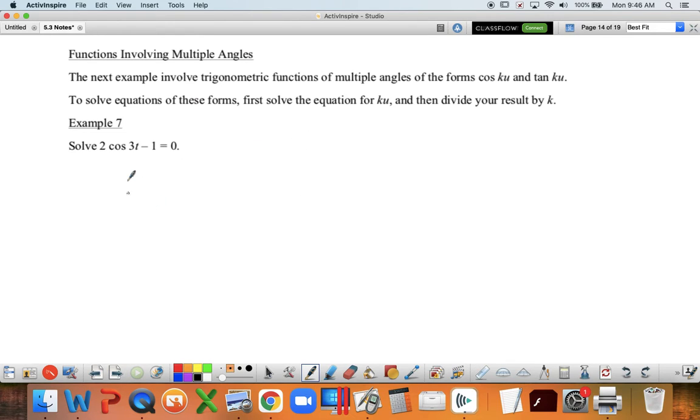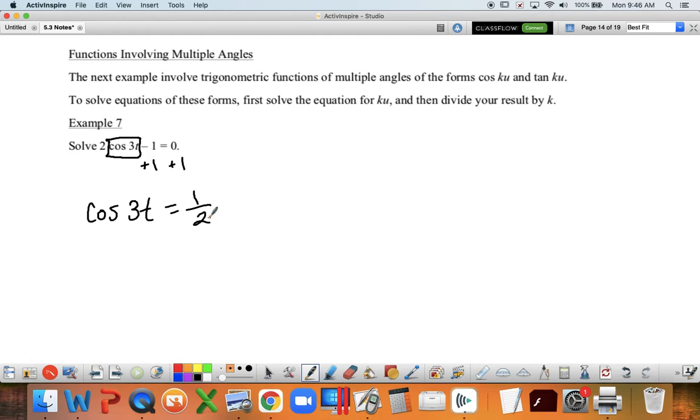So example 7 here. We want to get cosine x, or cosine t, in this case all by itself. It's got a 3 attached to it, so that's just going to have to be what we isolate. We want to get that all by itself. So I'm going to add 1, and then I'm going to divide by 2. So I get the cosine of 3t is equal to 1/2.